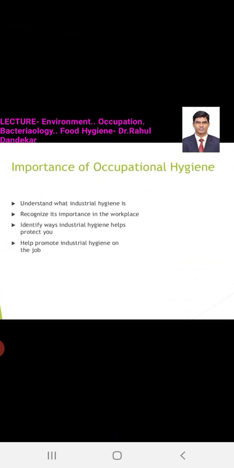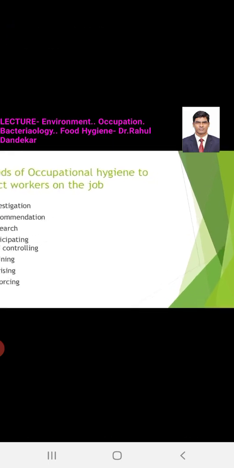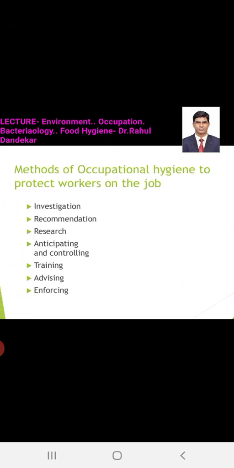Importance of occupational hygiene: understand industrial hygiene and recognize its importance in the workplace. Identify ways industrial hygiene helps protect you. Help promote industrial hygiene on the job. Methods of occupational hygiene to protect workers on the job: investigation, recommendation, research, anticipating and controlling, training, advising, and enforcing.